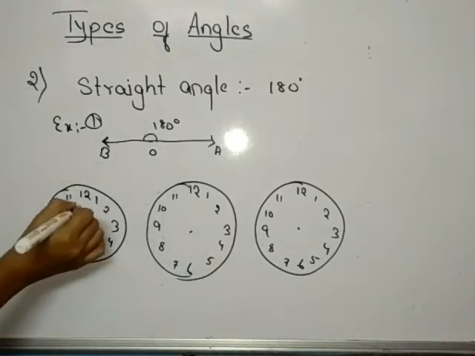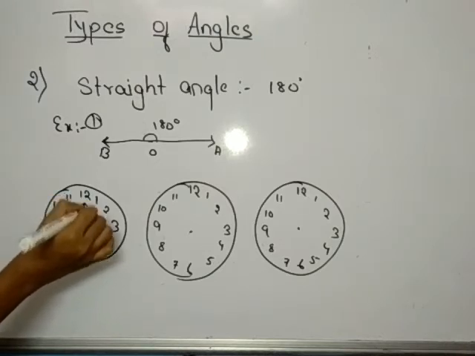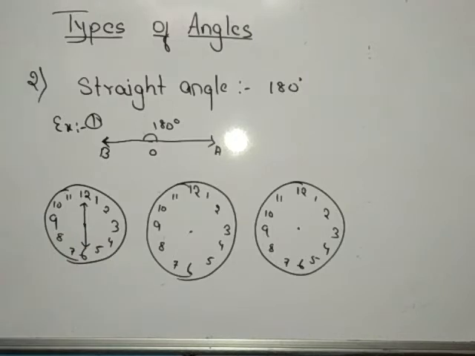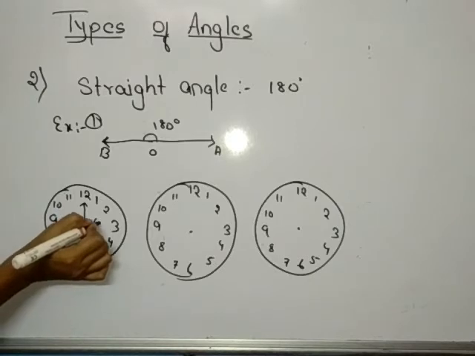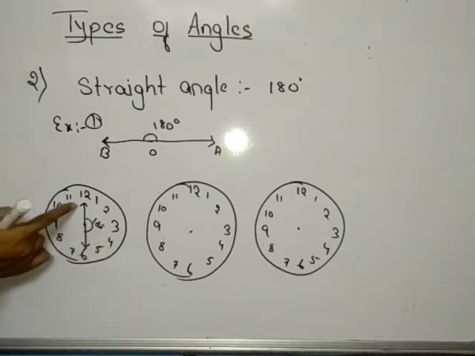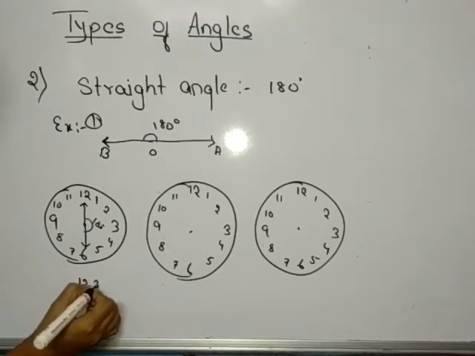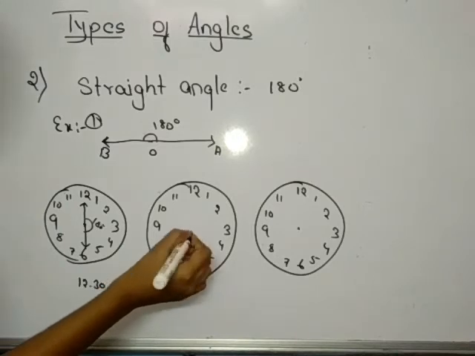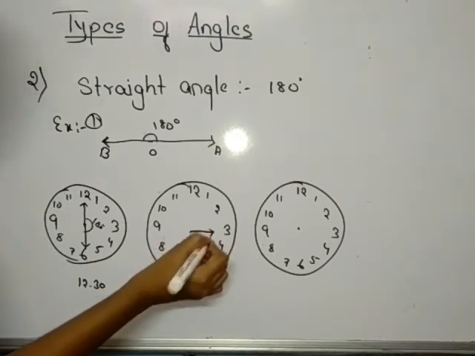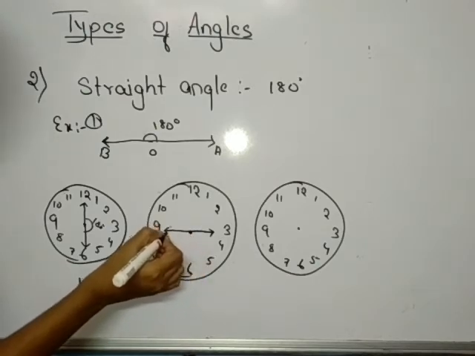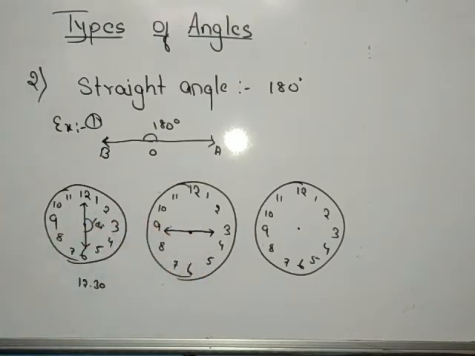If the small hand is facing 12 and the big hand is facing 6, now you can see we got a straight angle, right? This is 180 degrees. Then it is now 12:30, isn't it? And similarly here, if the small hand is pointing towards 3 and the big hand is pointing towards 9, then it is 3:45, isn't it?